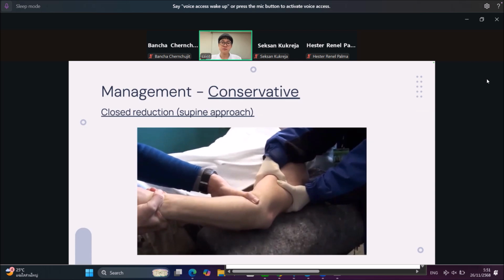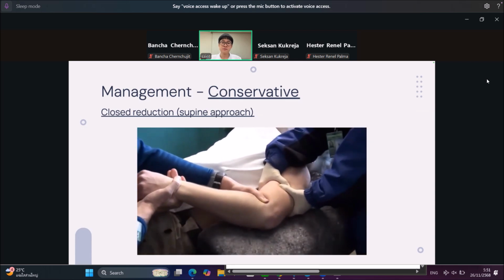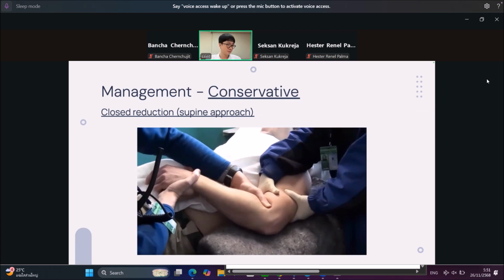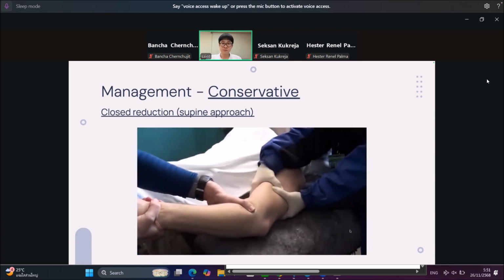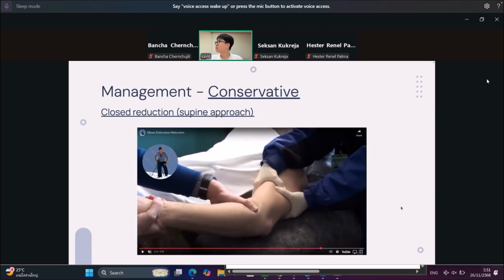It's going back. Yeah, see? Reduced. Yeah. And it will be stable when you bend the elbow. Yeah. When you bend, it will be stable. Some patients have a fracture around the elbow that will be unstable when they extend. Yeah. It will be stable when you flex.